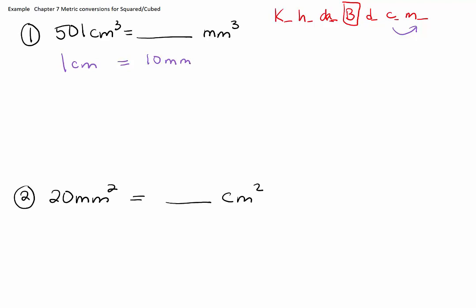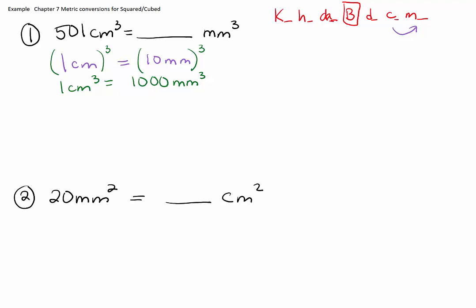But now I'm dealing with cubic units. So I need to cube both sides. 1 raised to any power is 1. So I get 1 centimeter cubed. On the right-hand side, I have 10 cubed, which is 10 times 10 times 10. So that gives me 1,000 millimeters cubed.